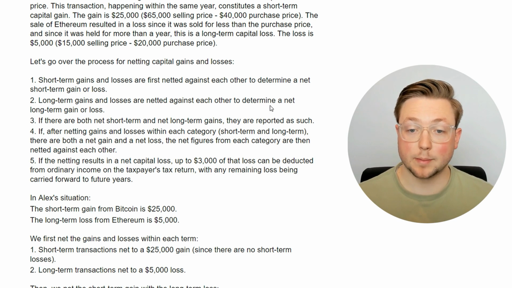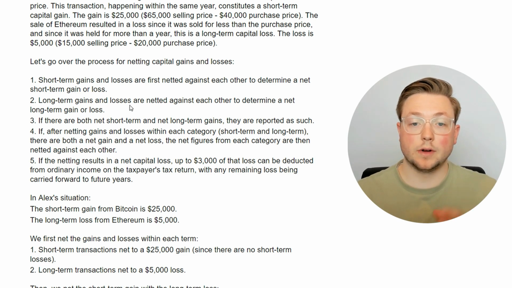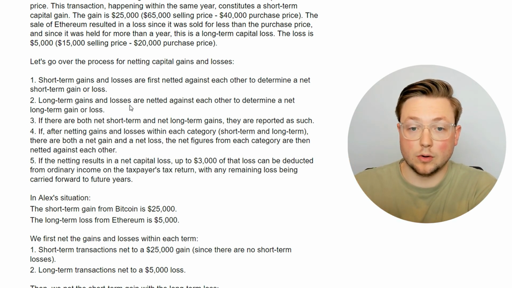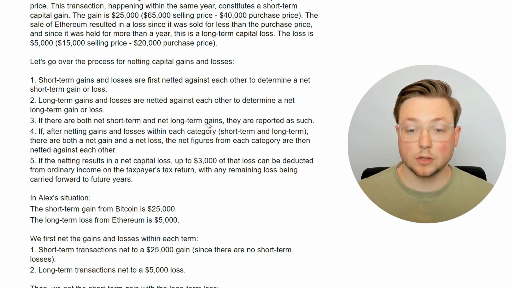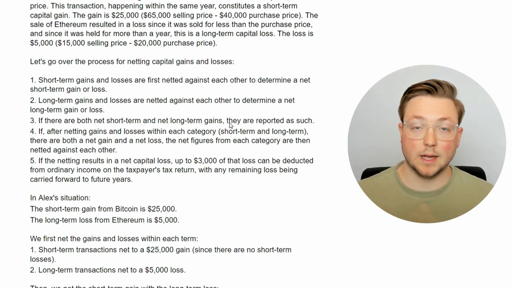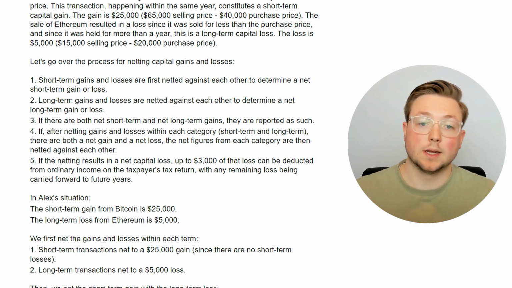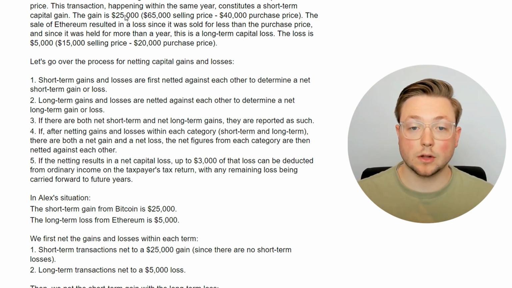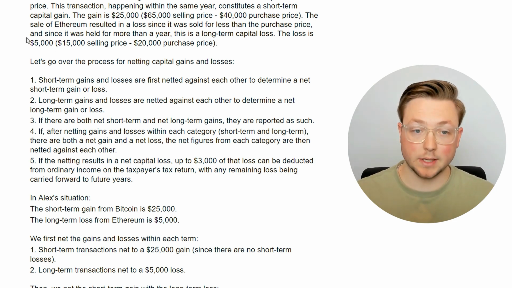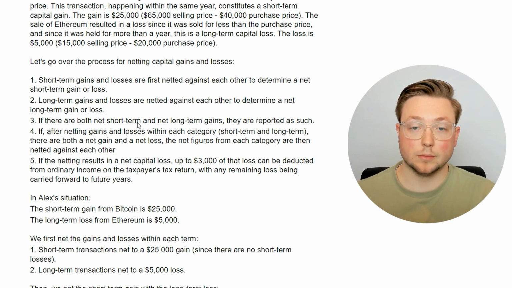Then you net the long-term capital gains and losses. So basically, you're trying to figure out what the net short-term gain or loss is and what the net long-term gain or loss is. And then if there are both net short-term gains and long-term gains, then you just report them as such. So for example, up here, if this was a $25,000 short-term gain and this was a $5,000 long-term gain, not a loss, but a gain, then you would just report a $25,000 short-term gain and a $5,000 long-term gain. So you don't net them if they are both gains.